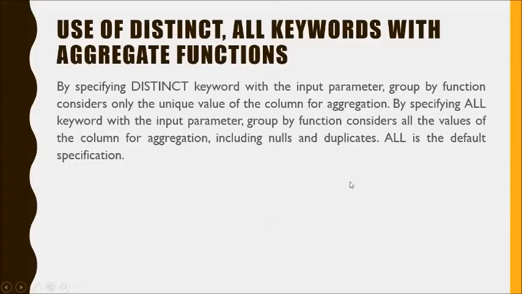So use of distinct and all keywords with aggregate functions. By specifying distinct keyword with the input parameter, group by function considers only the unique values of the column for aggregation. By specifying all keyword with the input parameter, group by function considers all the values of the column for aggregation, including nulls and duplicates. All is the default specification.